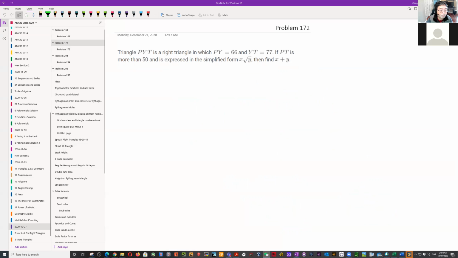Okay. Triangle PYT is a right triangle in which PY equals 66 and YT equals 77. So basically, it looks like this, maybe like PYT. This is 66, this is 77, and PT is the longest.